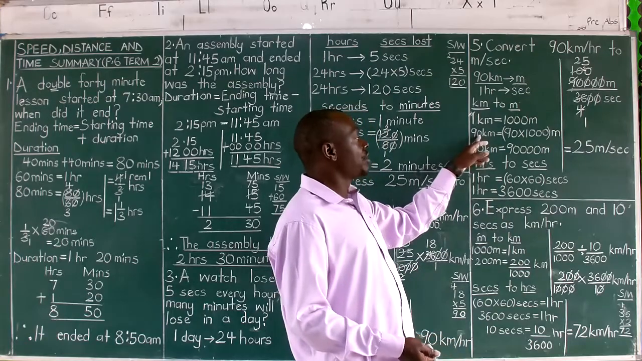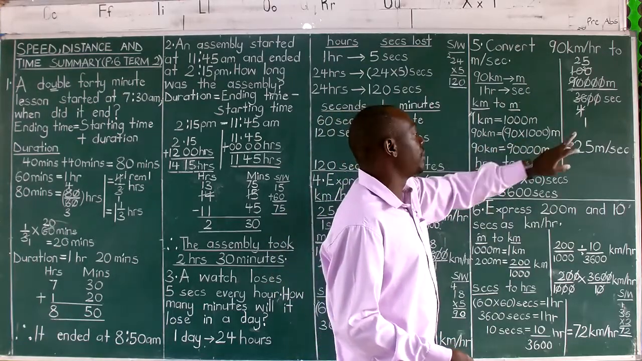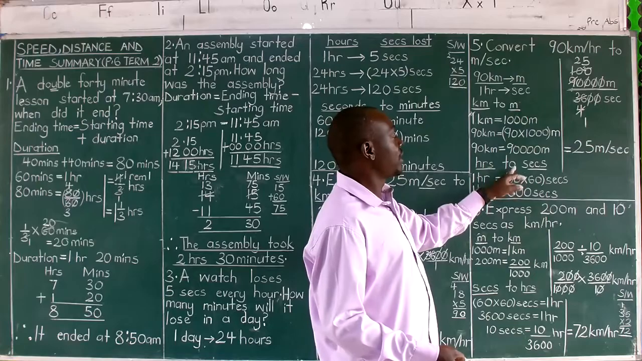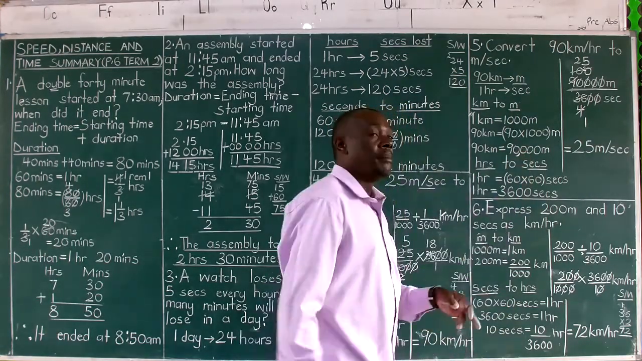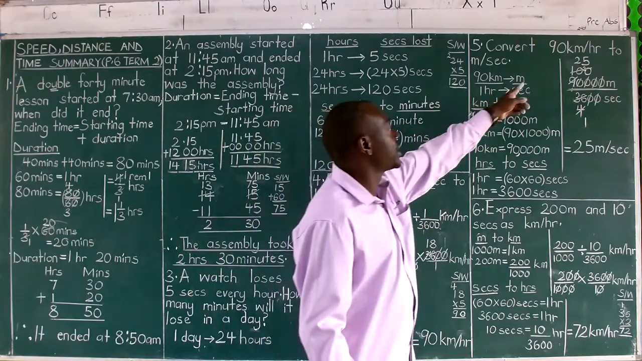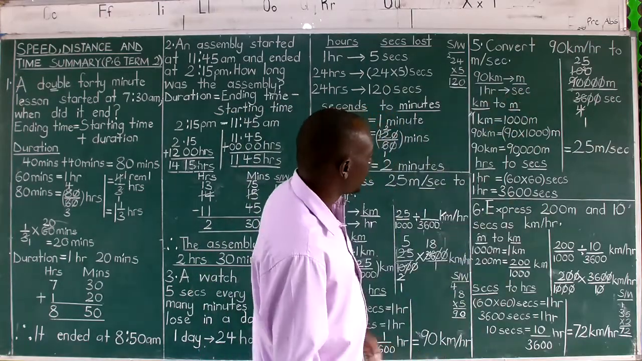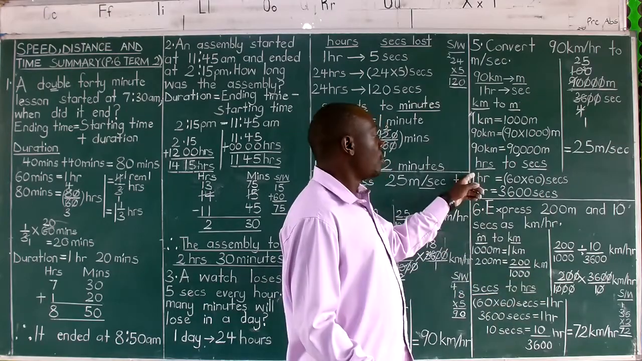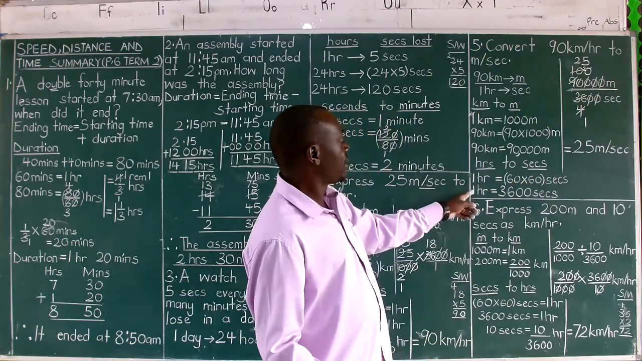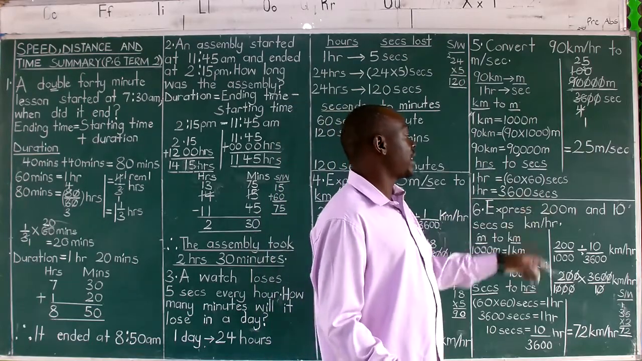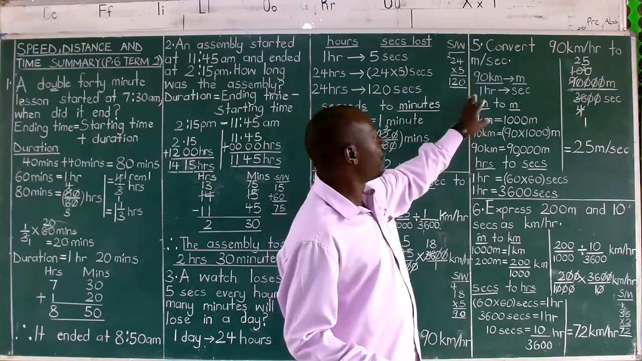What about 90 kilometers? That's 90 times 1,000 meters. And therefore 90 kilometers will be equivalent to 90,000 meters. That has gone to meters, then 1 hour to seconds. So we say hours to seconds. 1 hour equals 60 times 60 seconds. And so 1 hour is equal to 3,600 seconds. It has been converted to seconds.